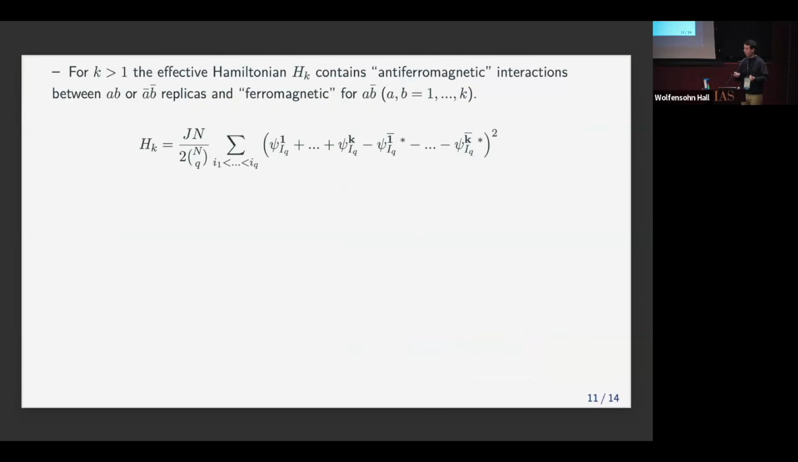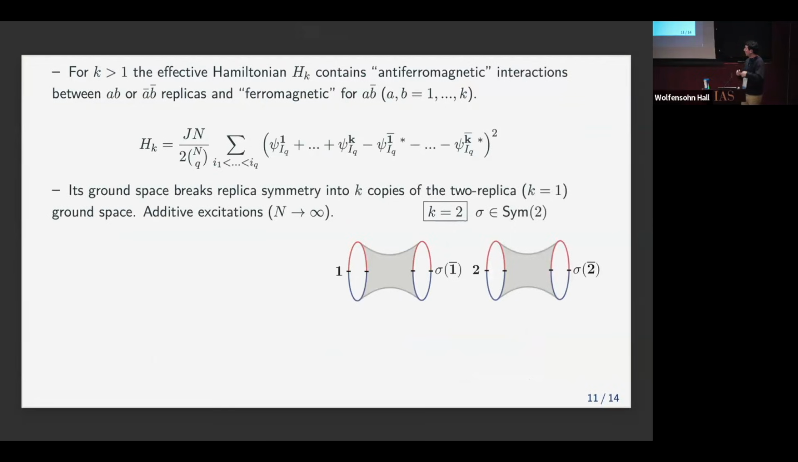Good. So for k greater than 1, the effective Hamiltonian is a 2k replica version of the previous effective Hamiltonian, which is more complicated. In particular, the effective Hamiltonian contains anti-ferromagnetic type of interactions between certain classes of replicas and ferromagnetic interactions between certain others. That means that the fermion bilinears will come with a plus sign or a minus sign, essentially. So what happens is that the ground space of this effective Hamiltonian, which controls the late value of the kth frame potential, will break replica symmetry into k copies of the 2 replica ground space.